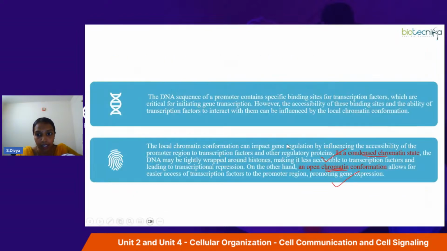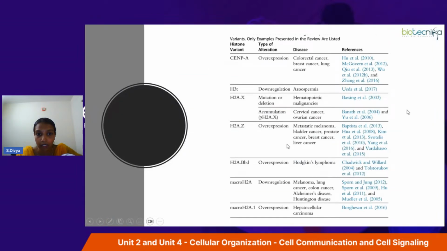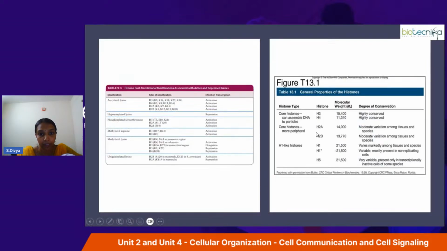That's why this is the correct answer. These are the number of variants you can see: SEN-PA, H3T, 2X, AZ, BBT, H2A, H2A.1. In fact, these are very much important for gene expression because overexpression or down regulation can cause many diseases, as you can see in this table. Among all the histones, H3 and H4 are considered to be highly conserved. Remember this point.